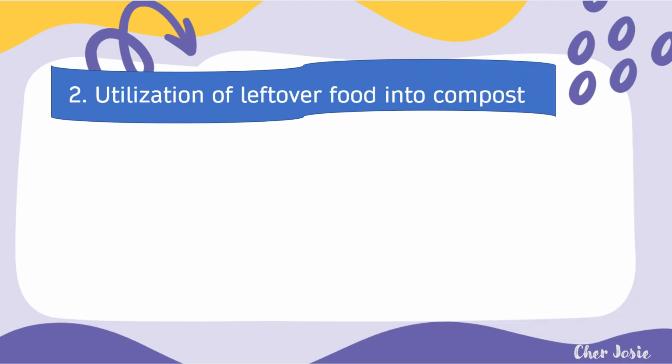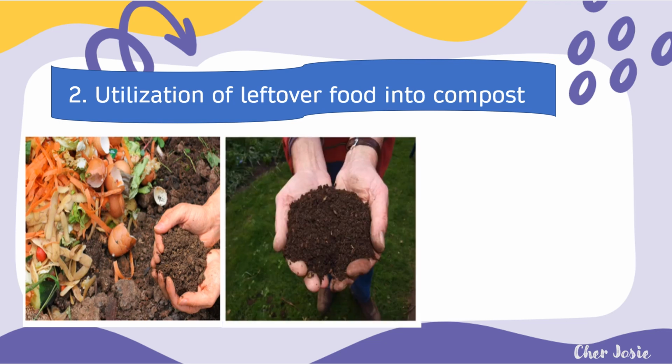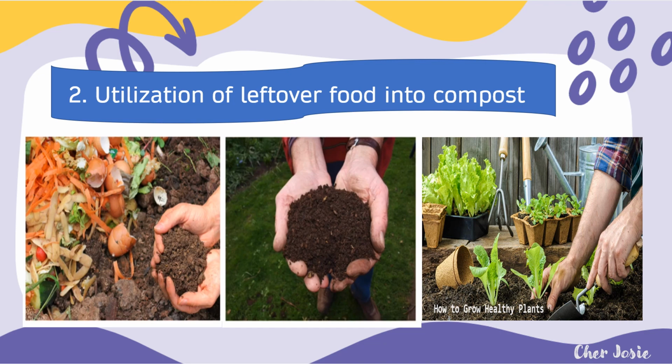The next one is the utilization of leftover food into compost. For example, peelings of vegetables or fruits or any kitchen leftovers, we can turn into fertilizer by composting. That organic fertilizer will be used in growing our plants to become healthy.